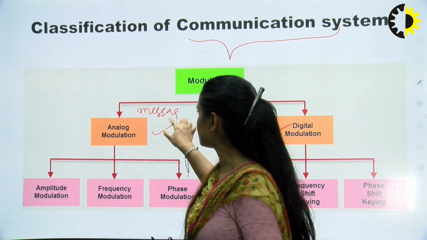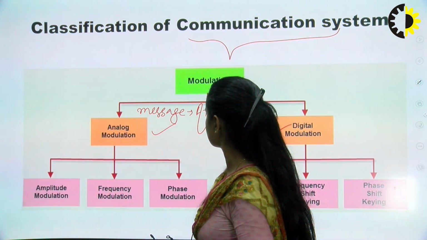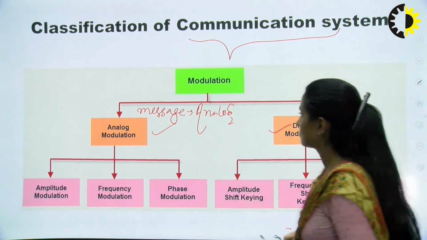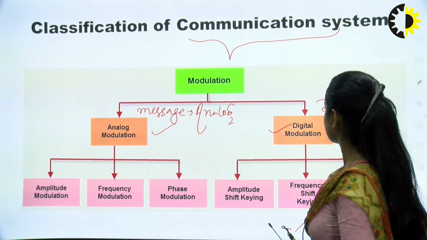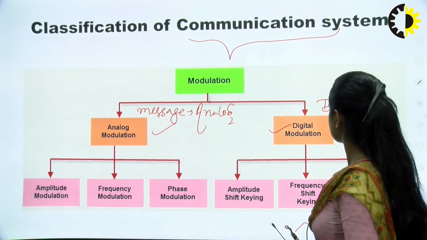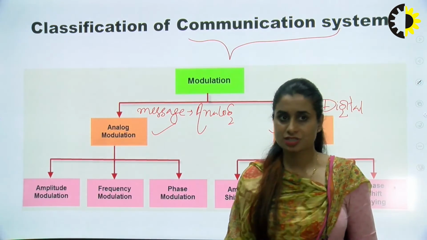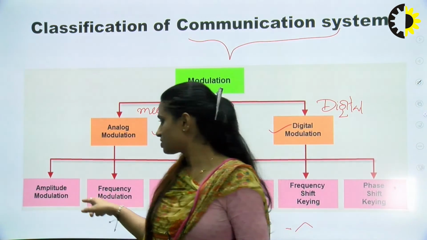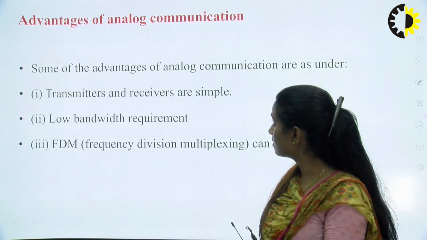If my message is analog, that is analog modulation. If my message is digital, then that kind of modulation is called digital modulation. In analog modulation, we have amplitude modulation, frequency modulation, and phase modulation.